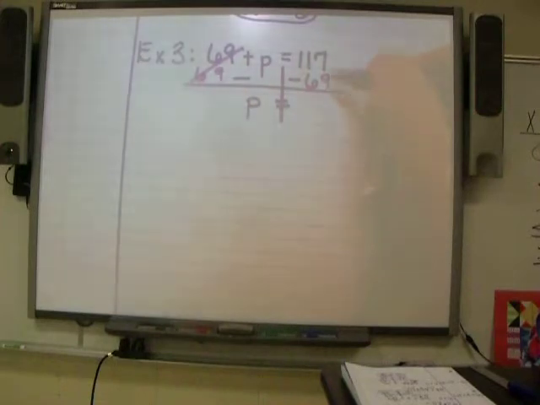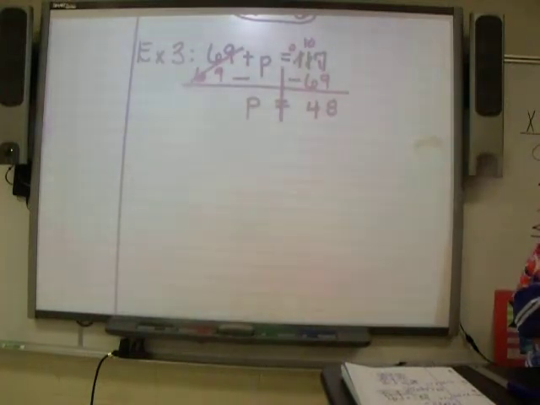I can't take 9 from 7, I've got to borrow. Now I can take 9 from 17, which is 8. I can't take 6 from 0, I have to borrow. Now 10 minus 6 is 4, so P is equal to 48.